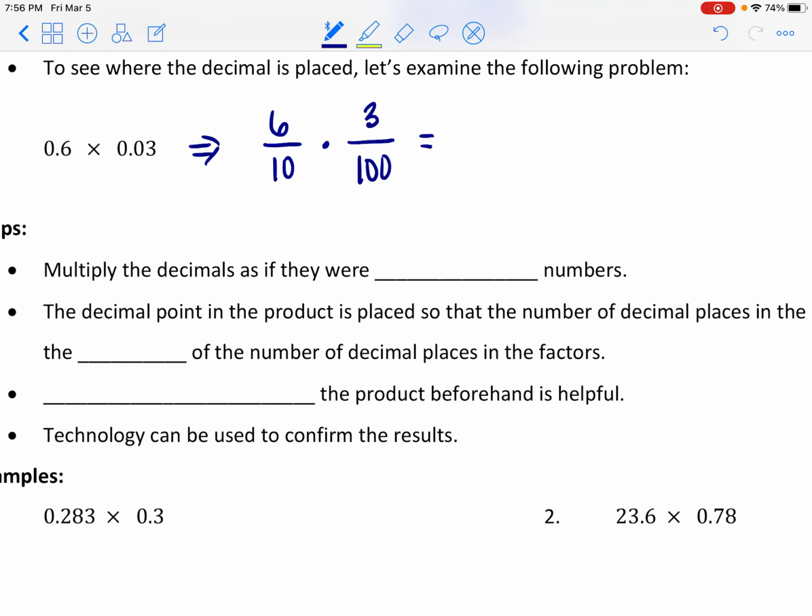Now we know when we're multiplying fractions that we multiply straight across the top and straight across the bottom, so 6 times 3 in the numerator gives us 18, and 10 times 100 in the denominator gives us 1,000. I know that's reducible, but remember we're trying to find an answer in decimal form. So what is 18 over 1,000 in decimal form? Well, 18 over 1,000 is 18 thousandths. So our result is 0.018, the tenths, the hundredths, and the thousandths place, okay?